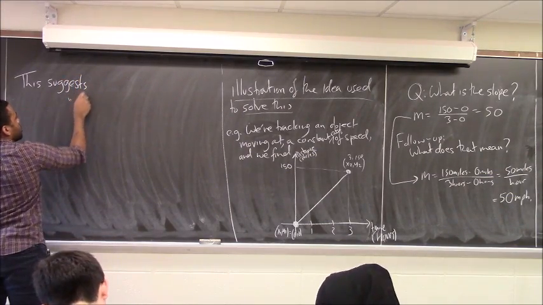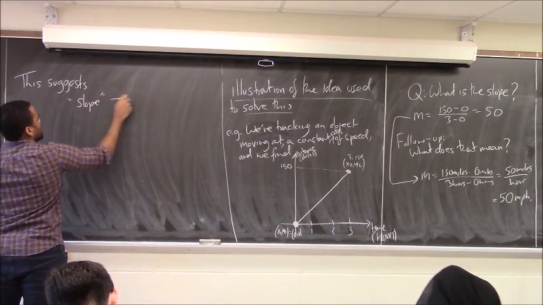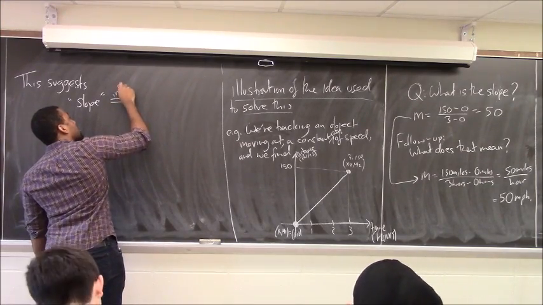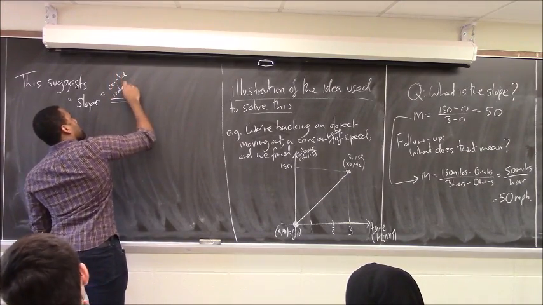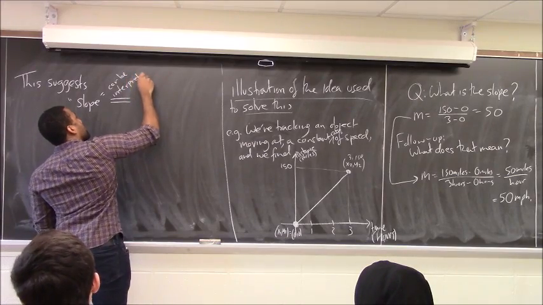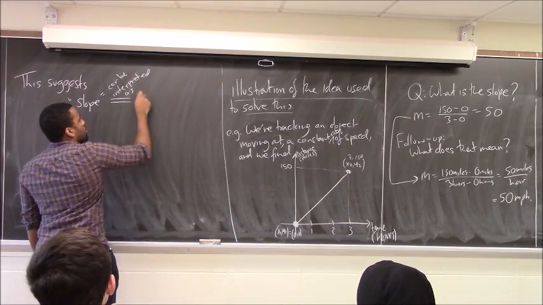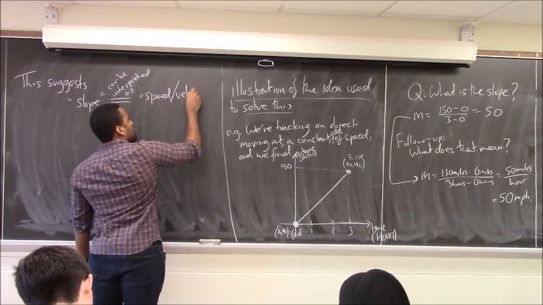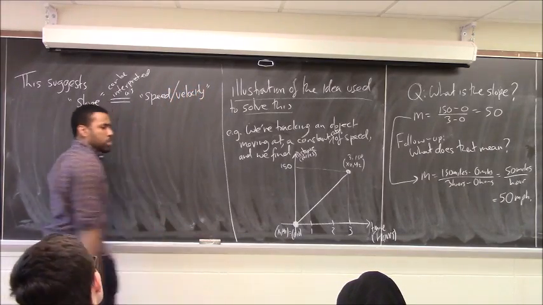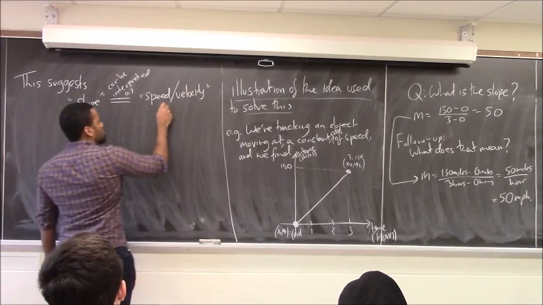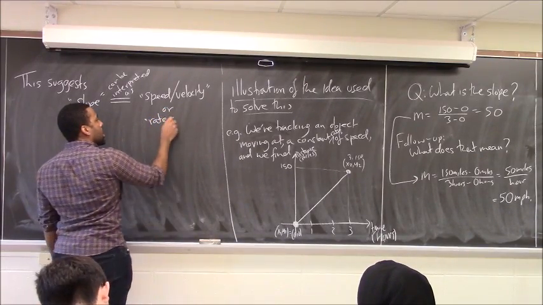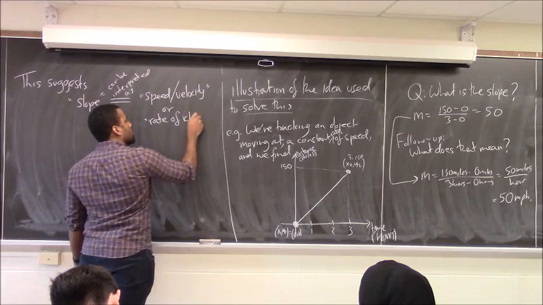That somehow slope is in some way equivalent, or can be interpreted as speed, or probably not speed, velocity. We'll make the difference between speed and velocity precise soon. Or a more general term that can be describing either: rate of change.